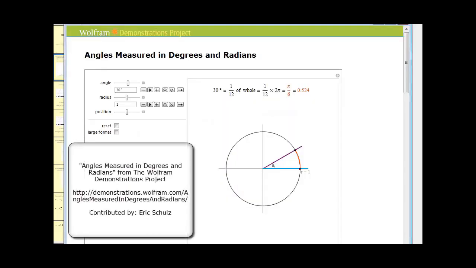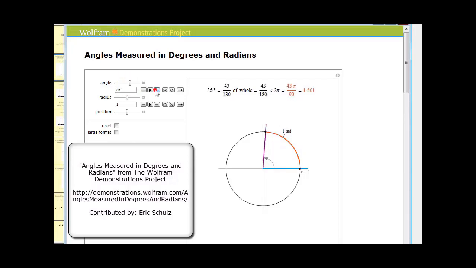What we see here is a 30-degree angle in standard position, and if we divide 30 degrees by 360 degrees, we would see that that is 1/12 of the whole circle, or 1/12 of a full revolution. So therefore, if we wanted to convert 30 degrees to radians, we could multiply 1/12 by 2 pi radians to get pi over 6 radians. So in this animation, as we change the angle, at the same time we see the conversion to radians.